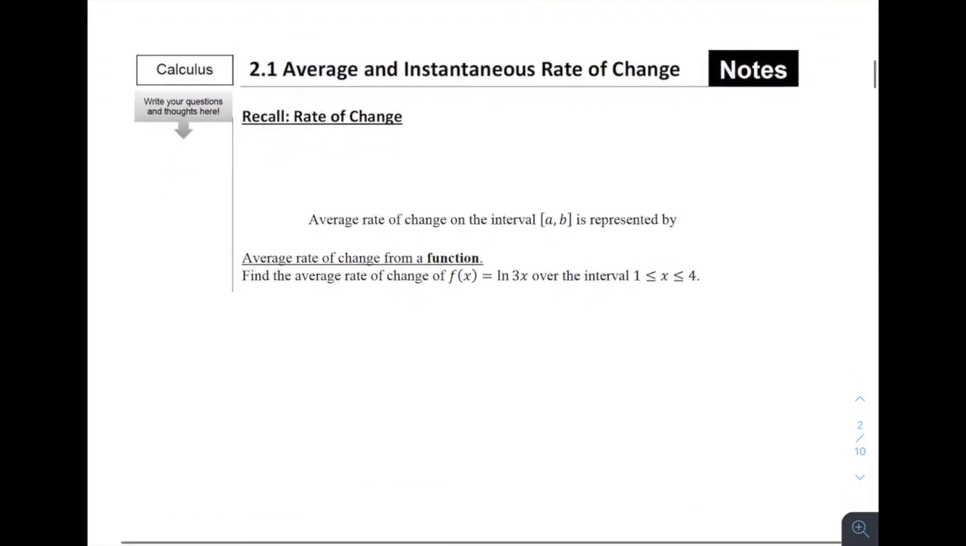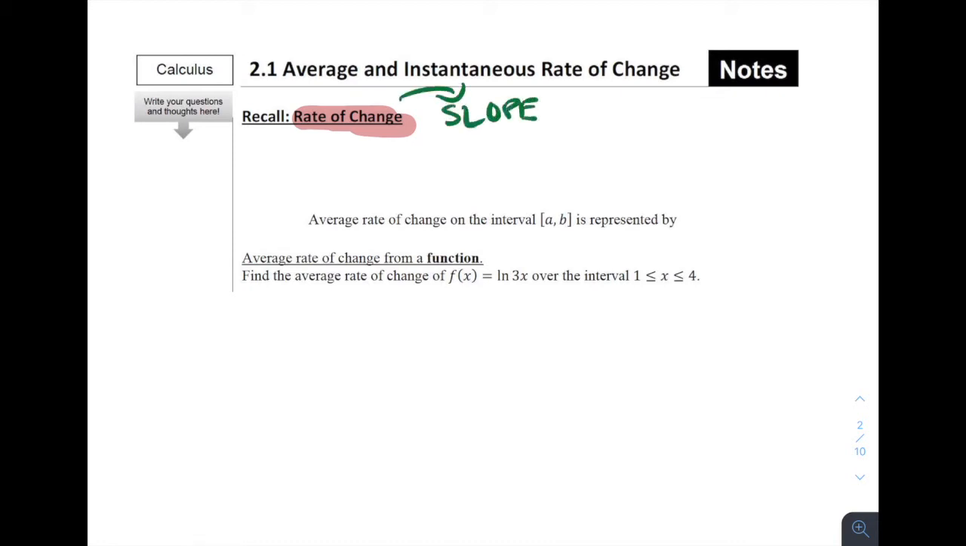Today we're first going to recall rate of change. Think back to Chapter 1 and to Algebra 1 about what a rate of change is. Rate of change is just a fancy phrase for slope. Going back to Algebra 1, we thought about slope as y2 minus y1 divided by x2 minus x1 if we were given two coordinates, generally x1 comma y1 and x2 comma y2.